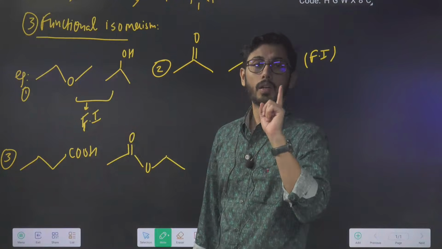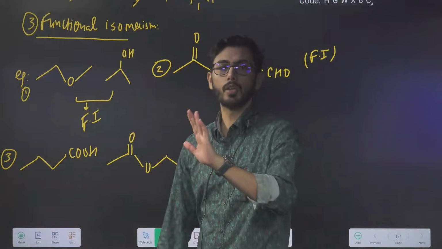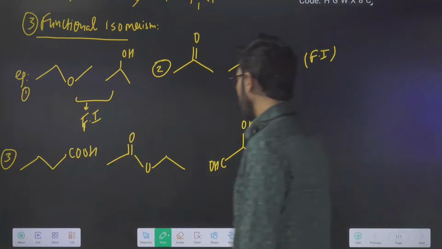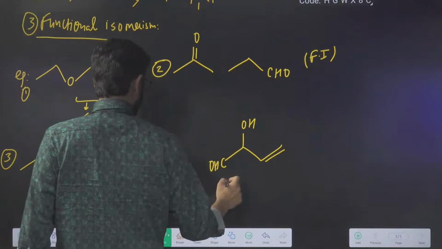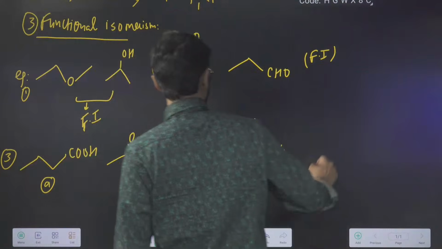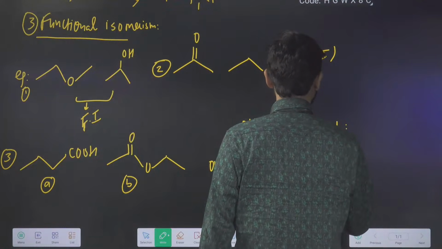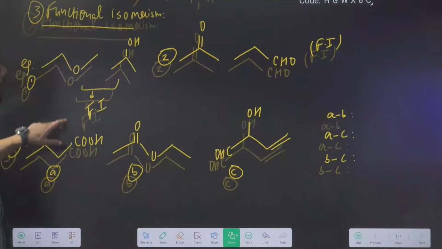1 pi bond. Degree of unsaturation is 1. Definitely the formula will not match. The formula has to match. Think about the third, A, B and C. Compare A, B with A and B, B and C like this: A and B, A and C, B and C. Think about them. Which isomers are they? Are they still having functional isomers?